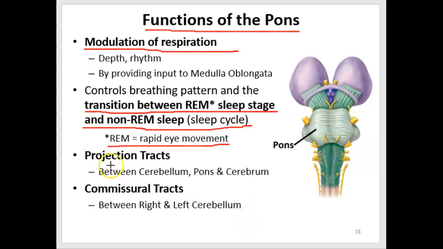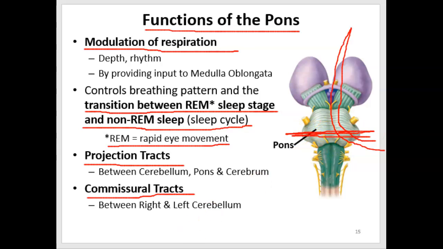In addition, the pons has many projection tracts. It's a lot of white matter and commissural tracts. The projection tracts are between the cerebellum up to the cerebrum and back down. The commissural tracts are from left to right cerebellum. So there's a lot of white matter in the pons.